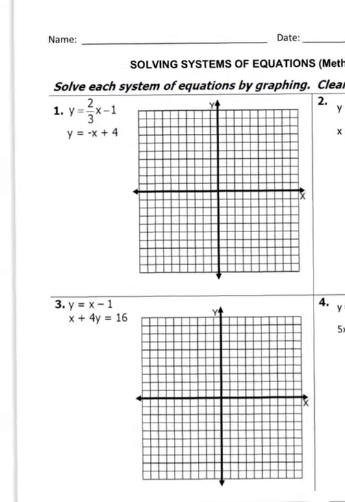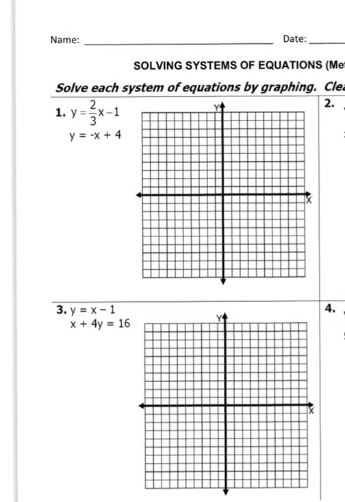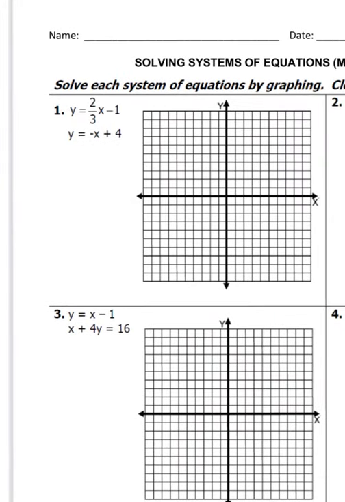If you remember when we graph equations, it's important to put your equations in y equals mx plus b form. So go ahead on the top of your homework page, just write y equals mx plus b, where m is your slope and b is your y-intercept. Okay. On problem number 1, you already have your equations in y equals mx plus b form.